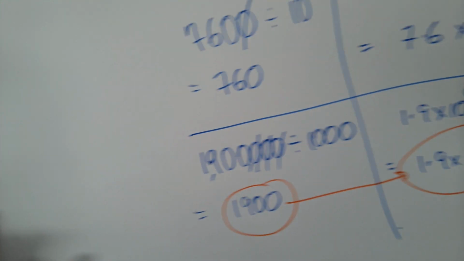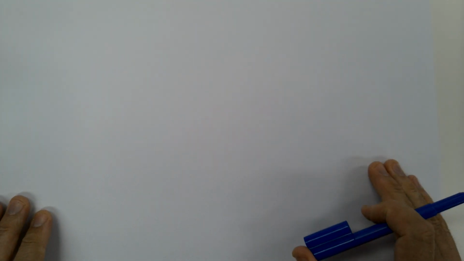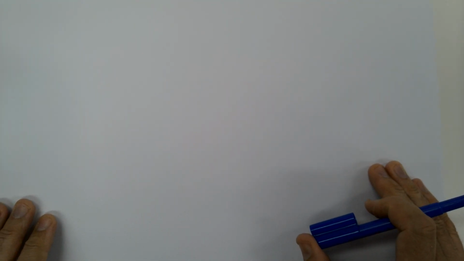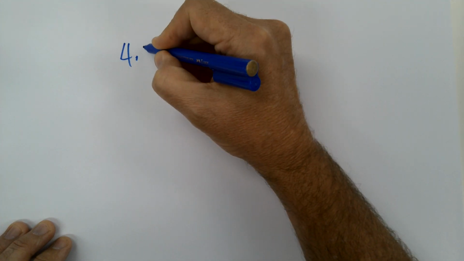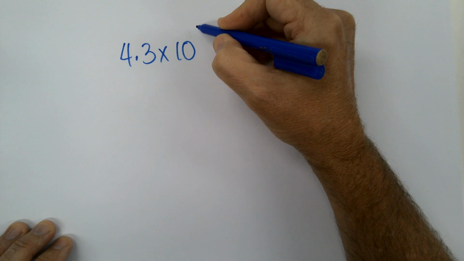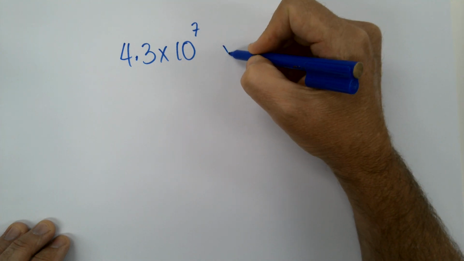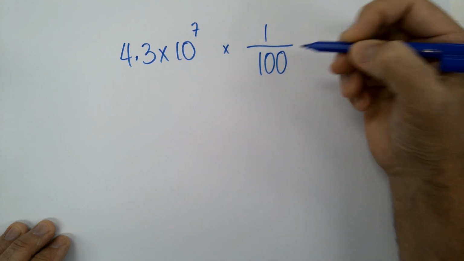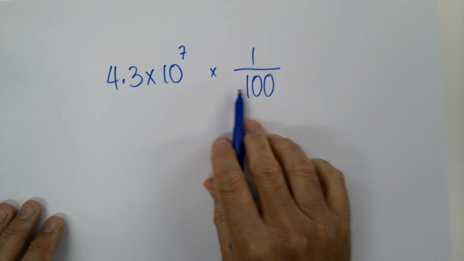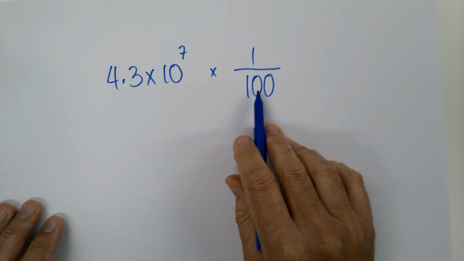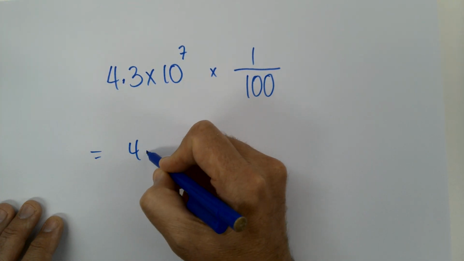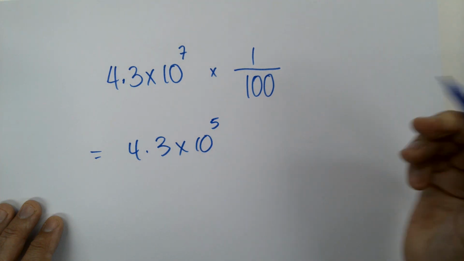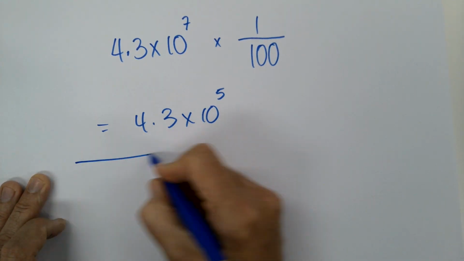Let me just put these two together. Oh, hang on, we can write the divide slightly differently. If I had 4.3 by 10 to the 7, that's the same thing as dividing it by 100. Okay, so if I knock 2 zeros off, that goes to a 5. Done.